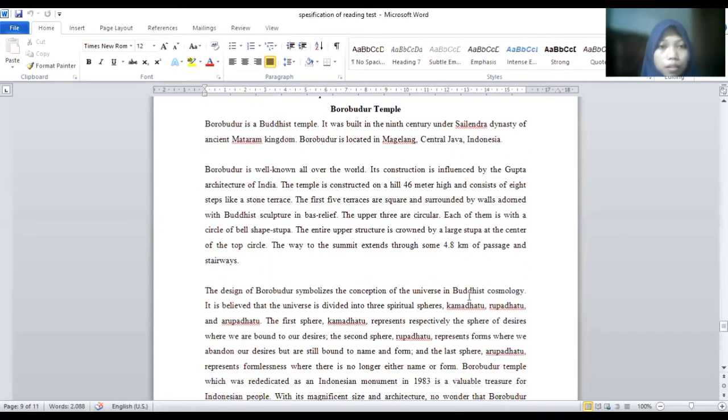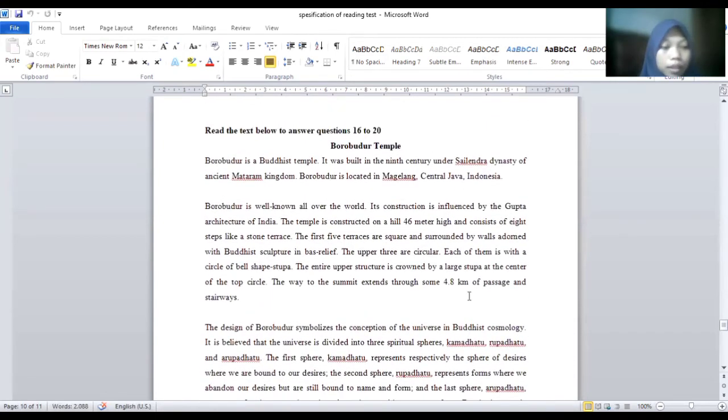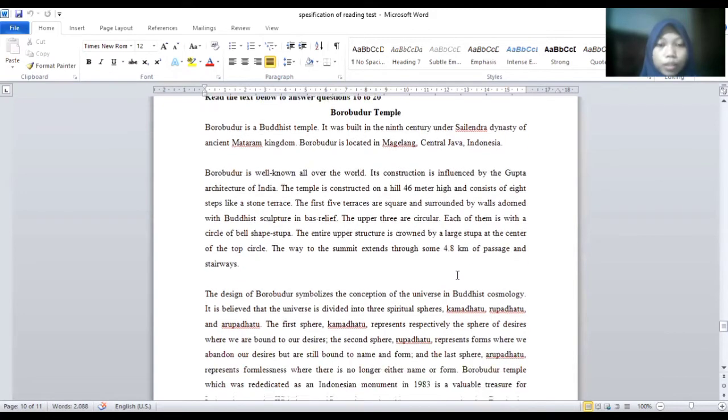And this is a text about report text 2. This text is used to answer questions 16 until 20. The text with the title is Borobudur Temple.